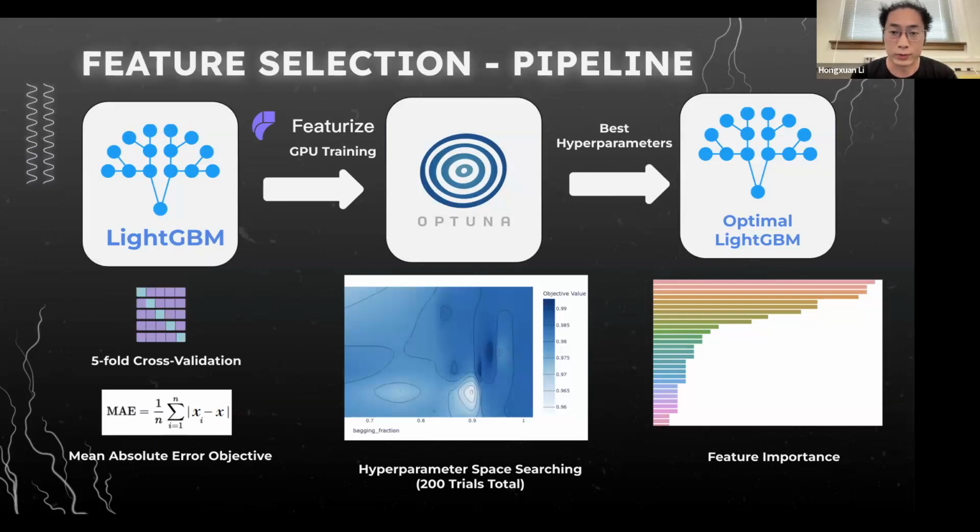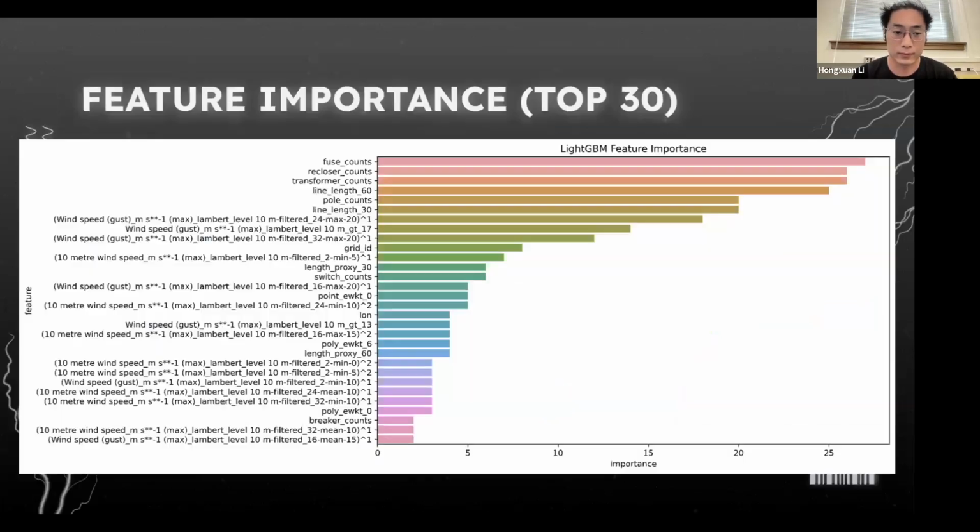And here is our feature selection pipeline. We define our objective for optimization as the mean absolute error of the 5-fold cross-validation. And we run 200 trials in total to find the final hyperparameters, and we input the best hyperparameters into the LightGBM to output our feature importance. Here's the top 30 feature importance generated from the Optuna LightGBM trained on our training set.